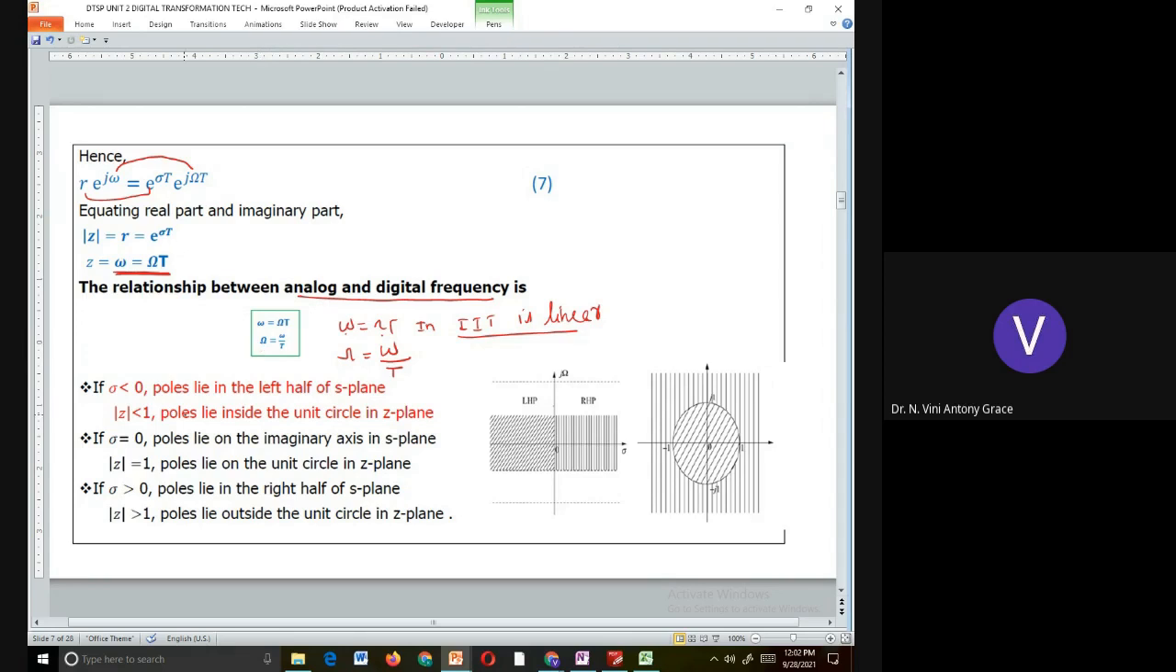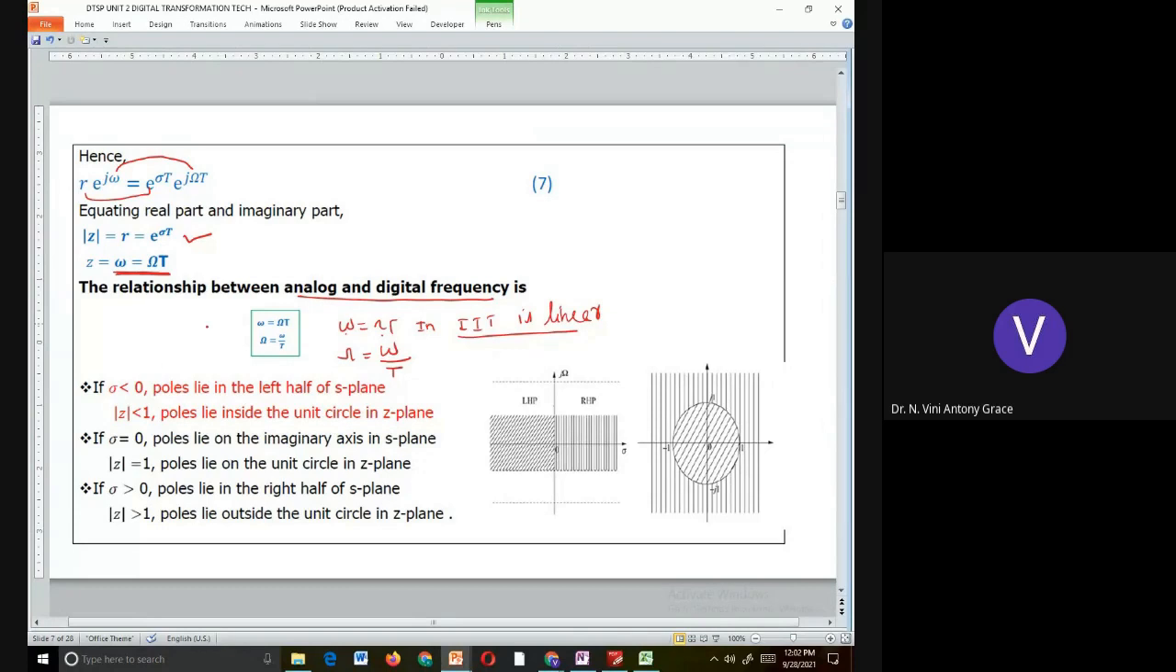How will be the relation between analog and digital poles? How will be the mapping between analog and digital poles in case of impulse invariant transformation? By considering this equation, if sigma is less than 0 in the S plane, I can say that it gets mapped in the left half of the S plane. And if I substitute sigma to be less than 0 here, I will get the value of Z to be less than 1. When we put a negative value, the value of Z will be less than 1.